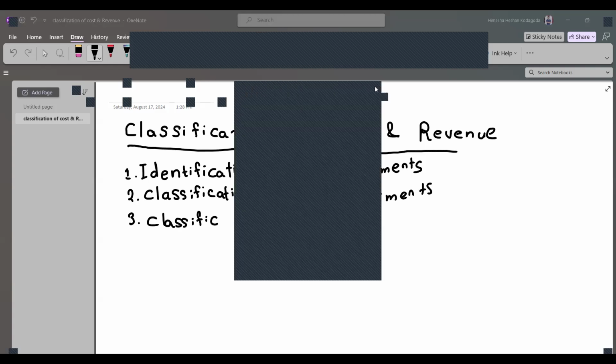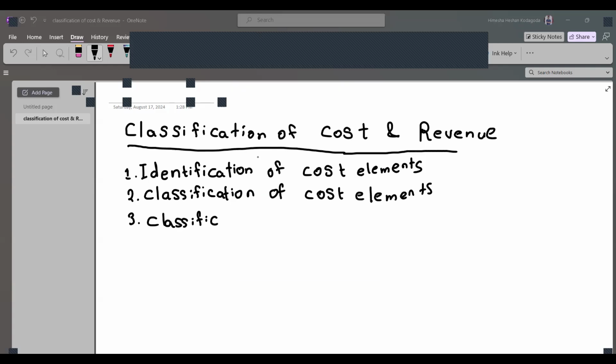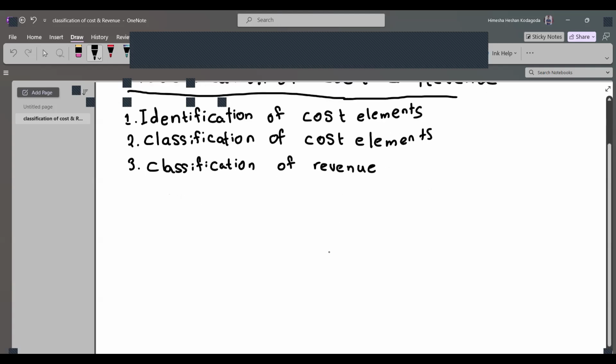Yes, I'm giving a tip for this lesson too. When it comes to calculation, just write these things, right? Identification of cost elements, classification of cost elements, classification of revenue.